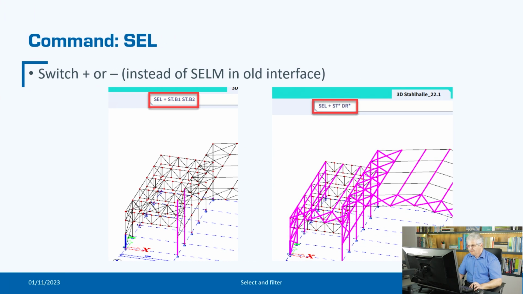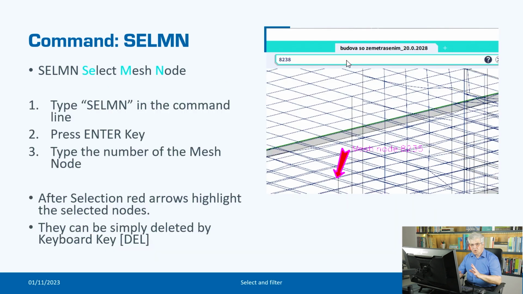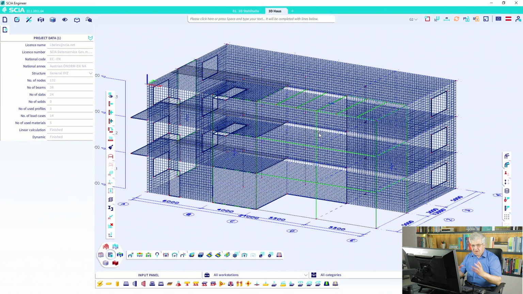It's easy. You can also use wildcards like in Windows, star or this exclamation mark. Command cell mn is for selecting mesh node. If you have a structure, you get some results with the node number or element number, and there is also the node number, of course, and you want to find it, where is it?